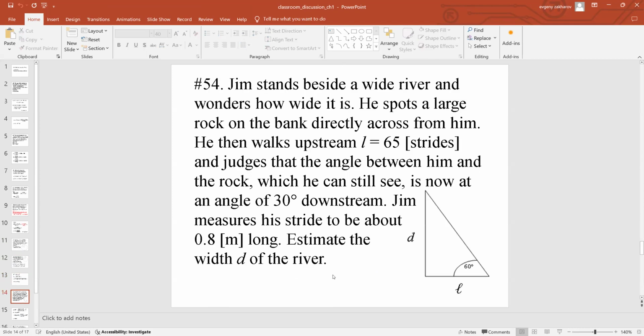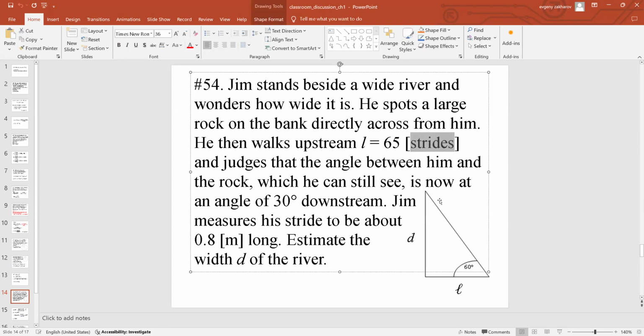Okay, we got Jim standing beside the wide river. There's a rock, and then he walks. And see how the units are strides. You can't do strides. You definitely want to convert it. And the stride is about 0.8 meters long. So that's good. We got the conversion factor from strides to meters. We definitely want to use it.